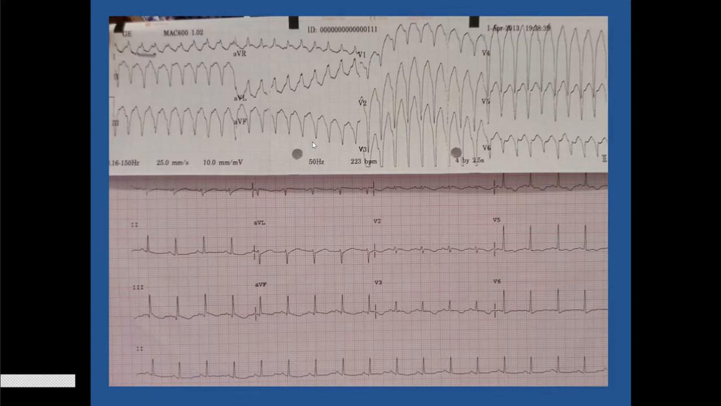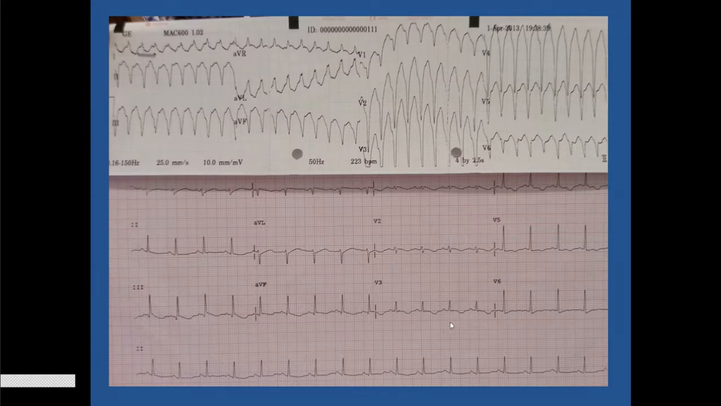Inferior leads 2, 3 and aVF are negative. That means it is coming from somewhere inferior. V4 to V6 negative means it is coming from the apical region. So apico-inferior is the origin of this tachycardia, and the QRS is relatively narrow. That means it is more septal. Okay, what could be the reason?